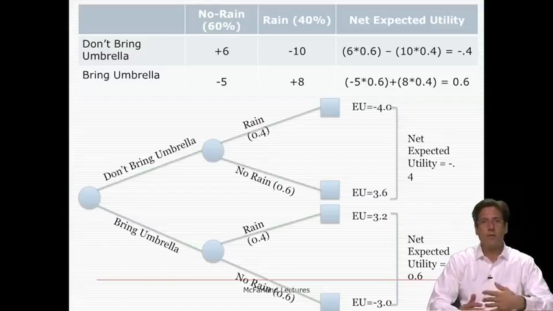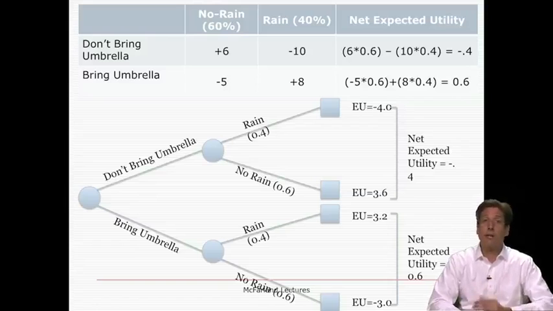So let's use some values from 10 to negative 10 in order to kind of depict this. Let's say that not bringing an umbrella and it not raining is a 6 out of 10. I'm happy not to have to carry my umbrella all day. If I don't bring an umbrella and it rains, well, then I get wet, and I find that really terribly disconcerting to be wet all day, right? I'm going to give that a negative 10. Really, it's really upsetting on our scale.